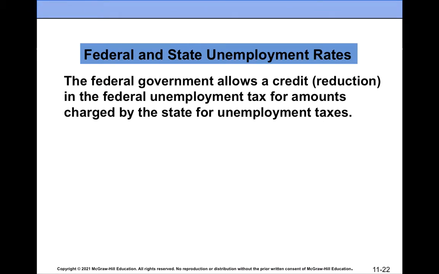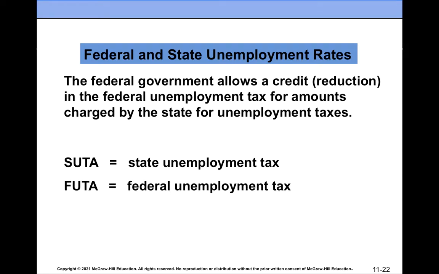Okay, FUTA and SUTA. FUTA is a federal unemployment tax. It's usually very small. These monies are not used to pay out the actual unemployment benefits. It's used for administrative purposes. If you have a state unemployment office, the rent for the office and the salaries of the employees of the office, this is what FUTA pays for.